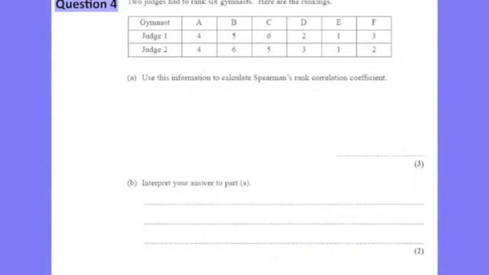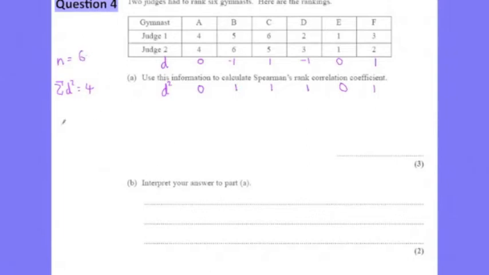So our first step is to calculate the difference between the two rankings. In our first case here, 0, here 1, minus 1 actually, here 1, here minus 1, 0, 1. We then need to calculate the difference squared, which we can do underneath: 0, 1, 1, 1, 0, 1. The sum of the difference squared is equal to 1, 2, 3, 4. And n is equal to 6. We have 6 different gymnasts here.